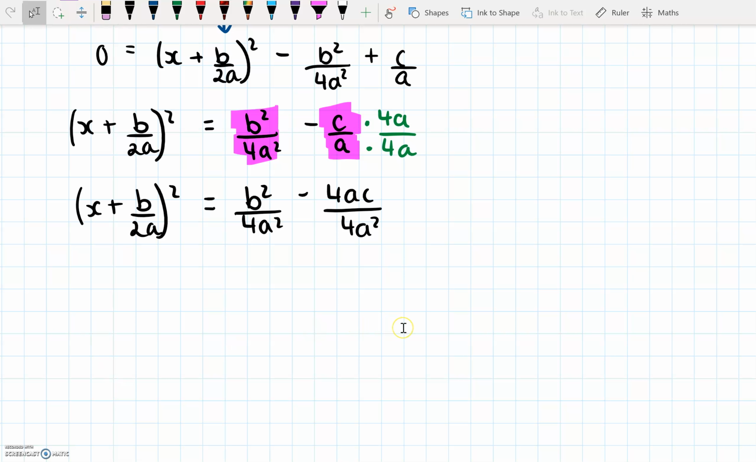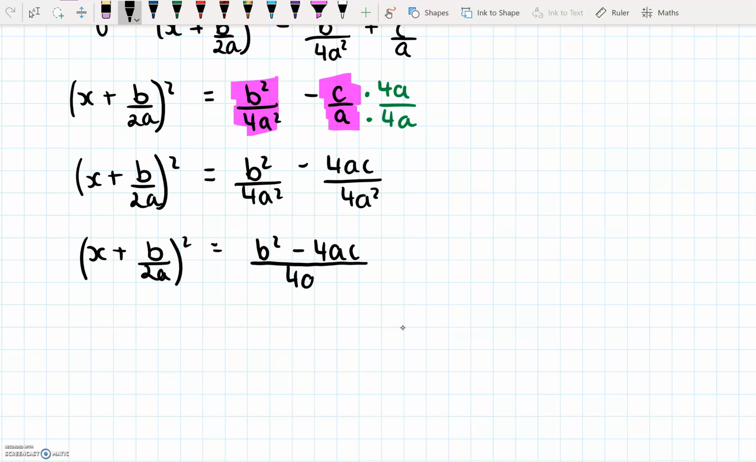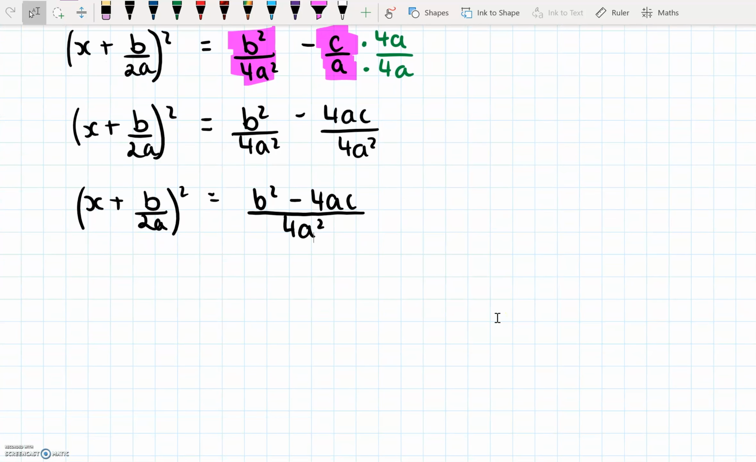Okay, that's lovely. Now we can put them together. So x plus b over 2a, all squared, is equal to b squared minus 4ac over 4a squared. And those of you who have been paying attention in the previous lesson would recognize that b squared minus 4ac is our discriminant. Now we can go a little bit further. So this is now simplified.